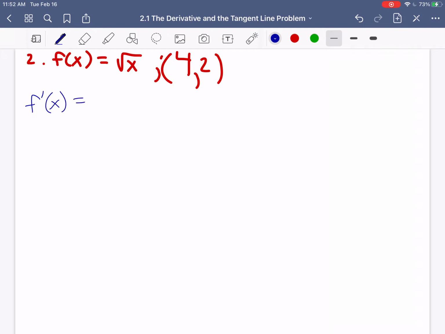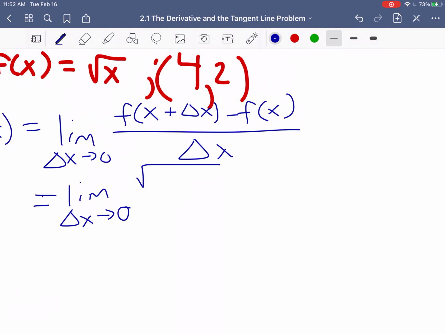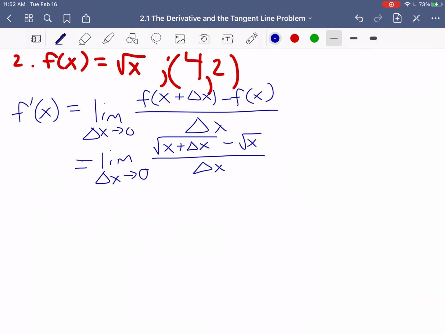So f prime of x is equal to the limit as delta x approaches 0 of f of x plus delta x minus f of x all over delta x. And when we apply that to our particular problem, we have a limit as delta x approaches 0 of the square root of x plus delta x minus the square root of x all over delta x. If we tried direct substitution, we would get 0 over 0.